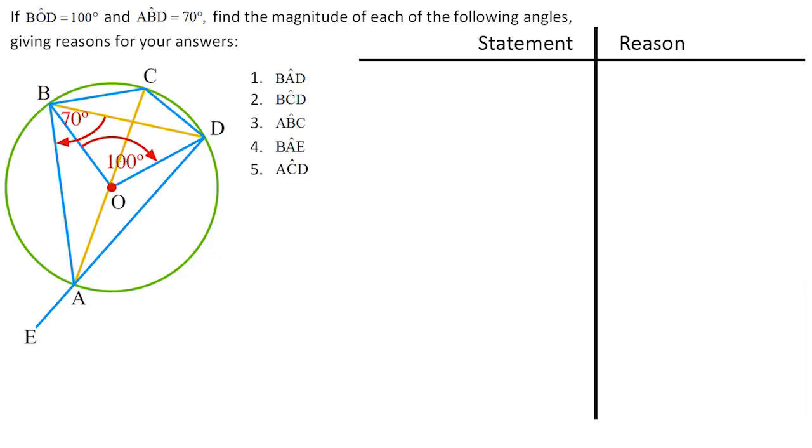If we look, they said BOD is equal to 100. That is a center angle. And if BOD is equal to 100, it means that this angle here will be equal to half of 100, which will be equal to 50 degrees. If BOD is equal to 100, it means that this reflex angle here will be equal to 260 degrees.